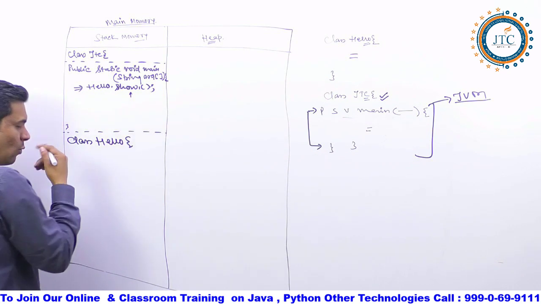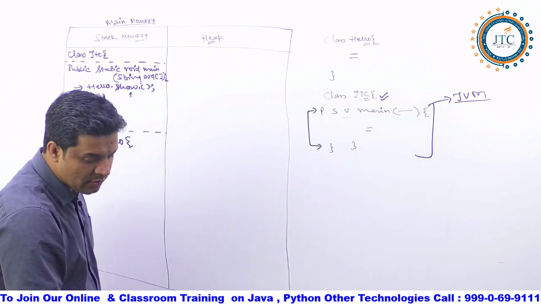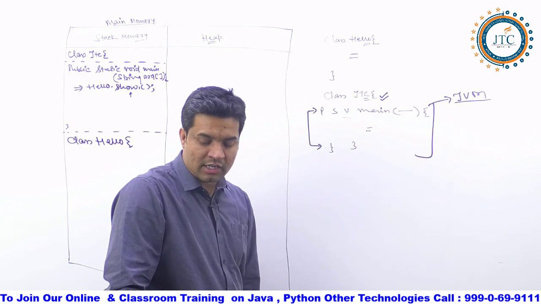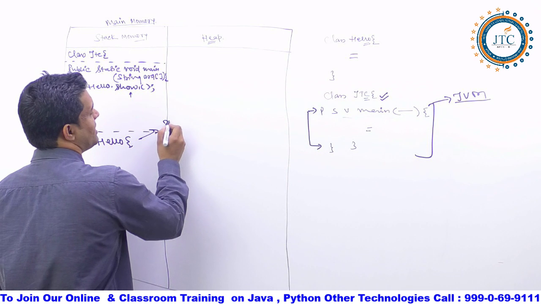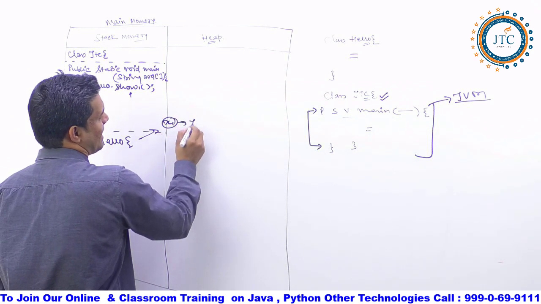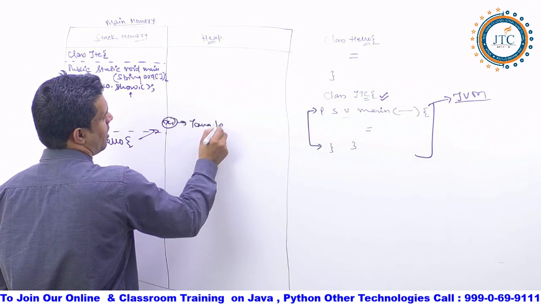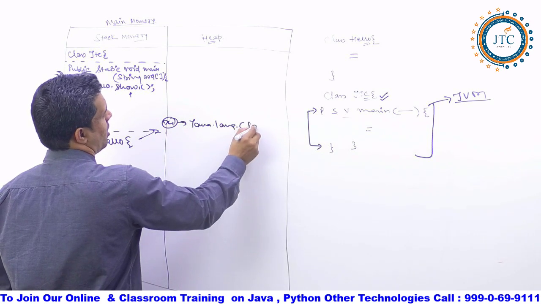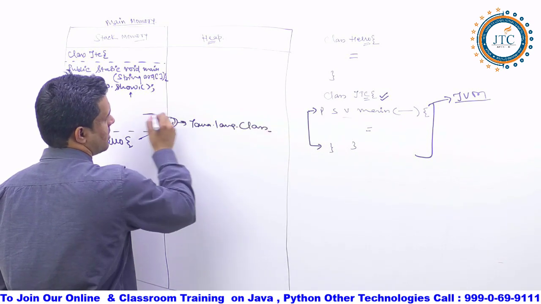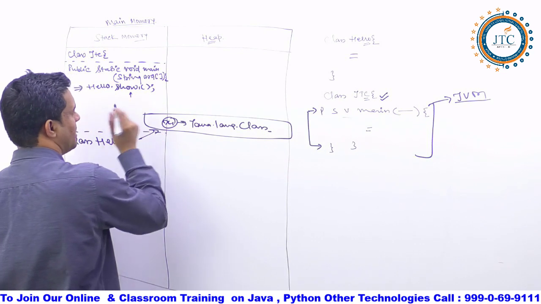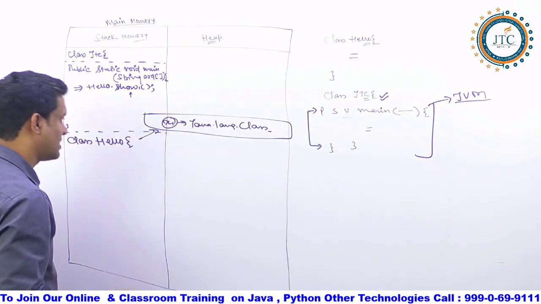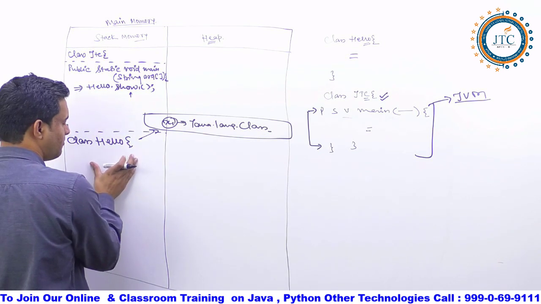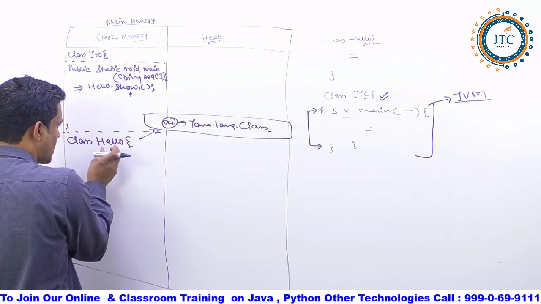Now you see here, one thing we were discussing yesterday: whenever it is trying to load the class, at that time one default object will be created of type java.lang.Class. This one default object is being created here. So I am writing inside this, class hello.